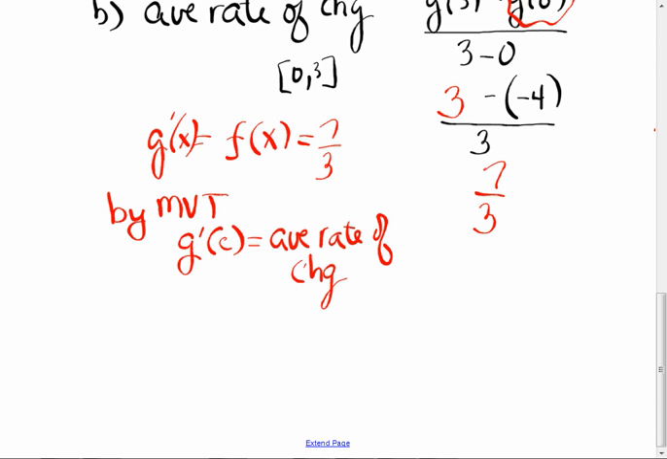G prime is f of x. F of x is clearly defined. There are no discontinuities or anything. That's okay, because G is differentiable. What if we wanted to apply the mean value theorem to f? Then we couldn't do it because f is not differentiable at those corners. Okay, so this is equal to the average rate of change, therefore 2 times.